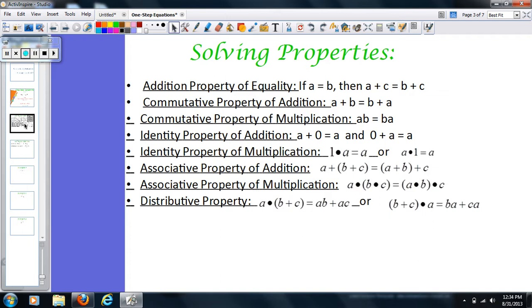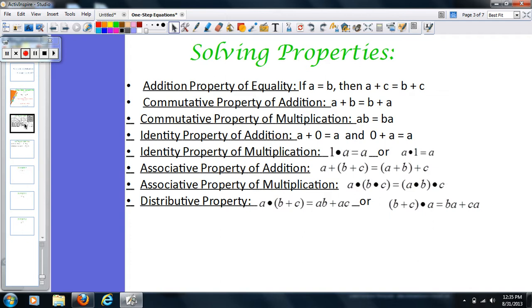You have the identity property of addition, which tells you that A plus 0 equals A. So adding 0 to any equation will keep it the same, and it also shows the reverse: 0 plus A still equals A. You have the identity property of multiplication, which tells you that 1 times A equals A, or A times 1 equals A. You have the associative property of addition, which tells you that A plus the quantity B plus C is the same thing as the quantity A plus B, plus C. The associative property allows you to move things around outside of the parentheses, and it doesn't matter as long as the operations are the same.